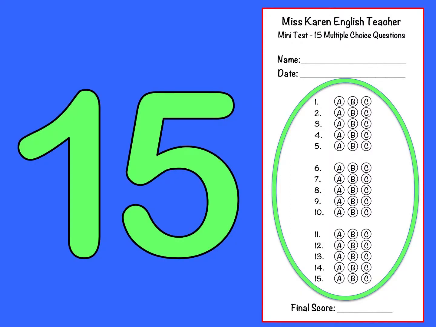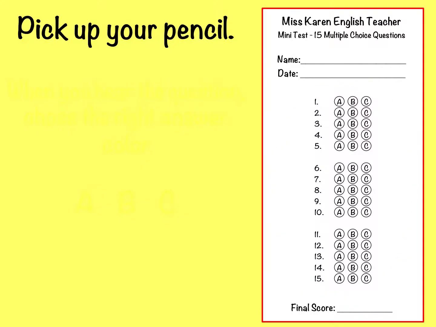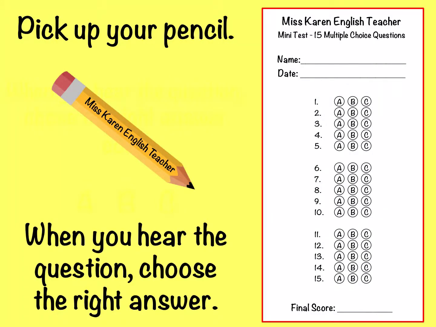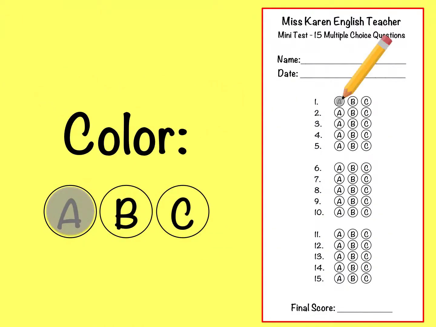1, 2, 3, 4, 5, 6, 7, 8, 9, 10, 11, 12, 13, 14, 15. 15 questions. Pick up your pencil. When you hear the question, choose the right answer. Color: A or B or C. Here we go.